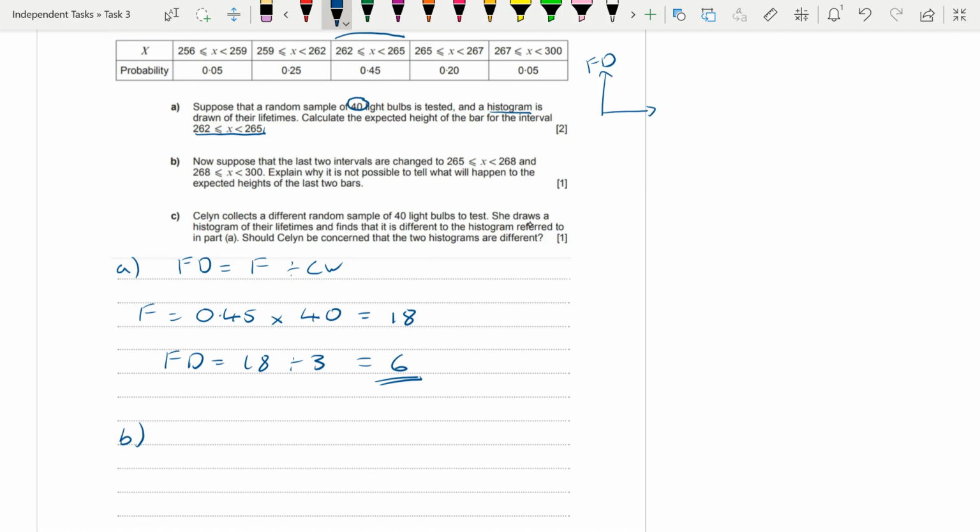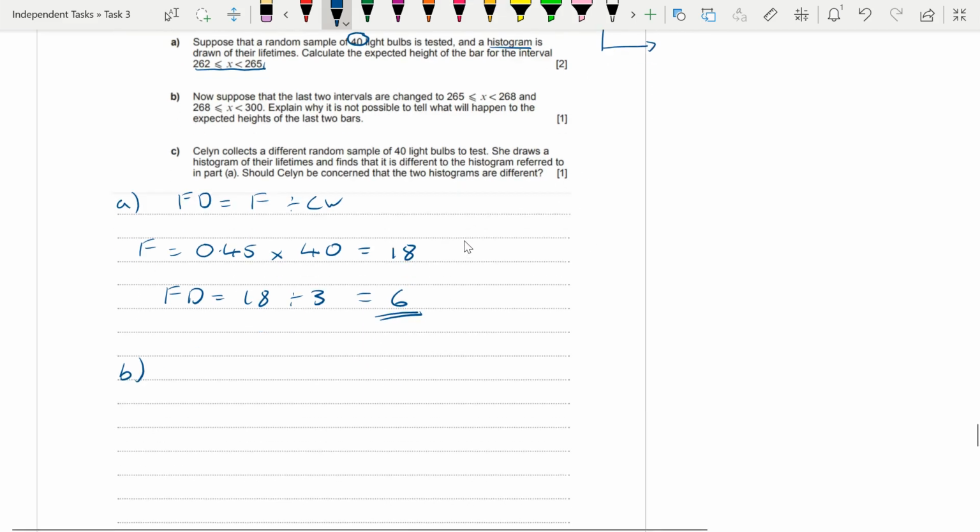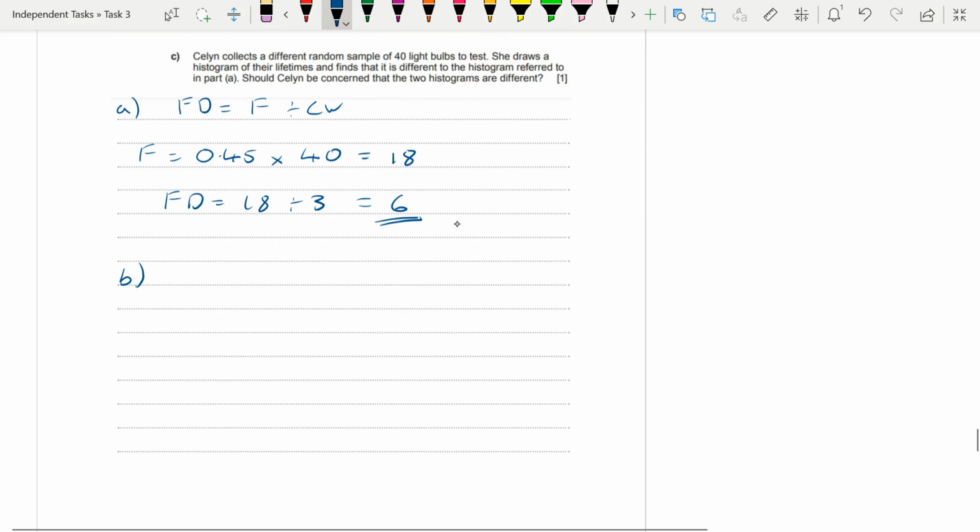Right, Poppy, now suppose that the last two intervals are changed to 265 to 268 and 268 to 300. You notice that at the moment only 267 is in between them, so they want to change it. Explain why it is not possible to tell what will happen to the expected heights. In this case, again, we've got grouped data, and this is a really common thing you would have dealt with in GCSE as well. If I've got grouped data, I don't know how the probability or the frequency is distributed between these two things. So I can't do things like that. So that's what we're going to say.